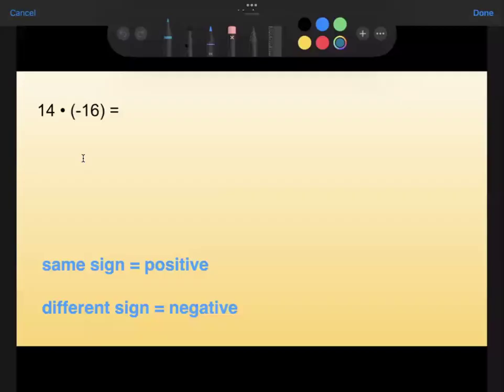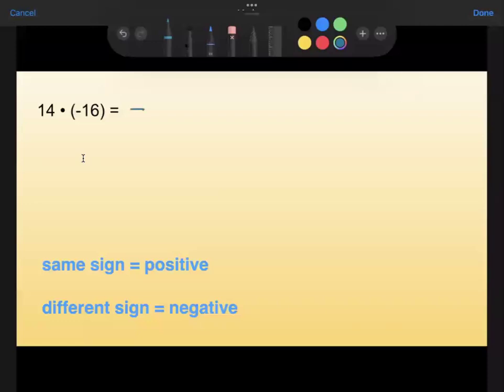Okay, here's our next one. We're going to take 14 and multiply it by -16. This one's a little bit bigger, so I want to do this in 2 steps. My first step is going to be determining whether that's a positive or a negative answer. Since they have different signs, we know that this is going to be a negative answer. So I'm going to go ahead and mark that there.